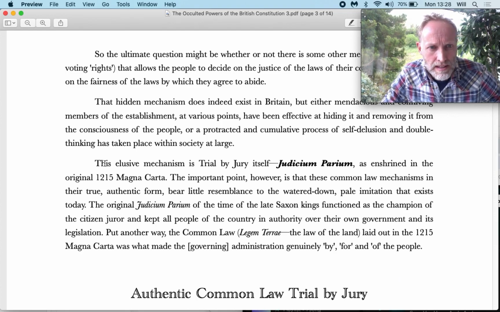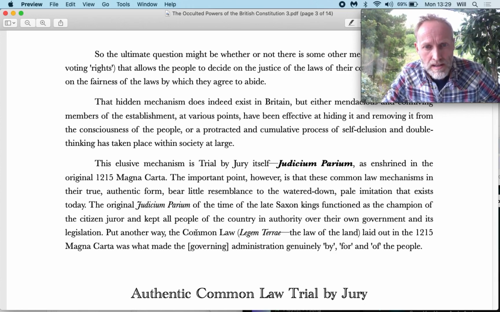Let's carry on. This elusive mechanism is trial by jury itself, judicium parium in Latin, as enshrined in the original 1215 Magna Carta. The important point, however, is that these common law mechanisms, in their true authentic form, bear little resemblance to the watered-down, pale imitation that exists today. The original judicium parium of the time of the late Saxon kings functioned as the champion of the citizen juror and kept all people of the country in authority over their own government and its legislation.